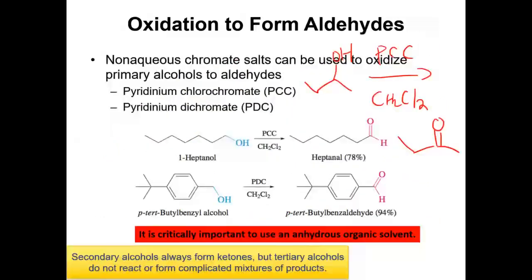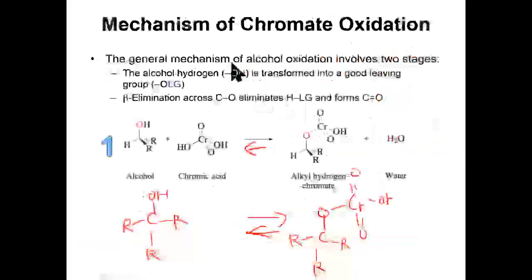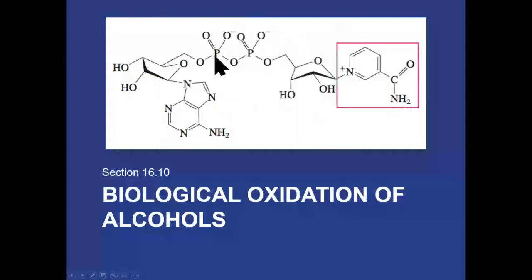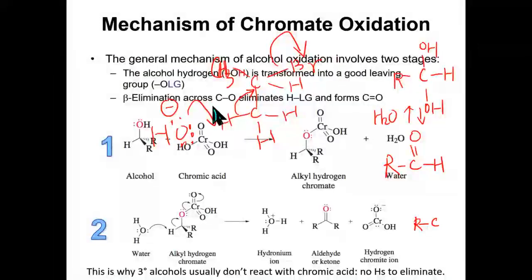And if you want to oxidize the primary alcohol into aldehyde, you have to use PCC, PDC, in dichloromethane as a solvent. Okay. So let's look at a few examples of the oxidation of alcohols.